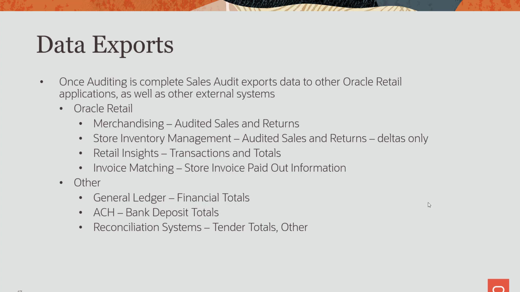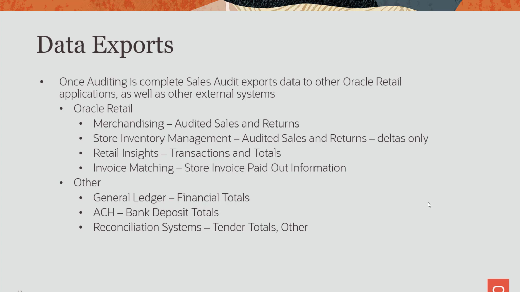The Oracle retail systems that will receive exports include merchandising, for which audited sales and returns information is passed to record and update the stock on hand position, as well as sales history and stock ledger. Any markups or markdowns are also captured as part of this process in merchandising. Based on these records, merchandising is able to determine the cost of sales.